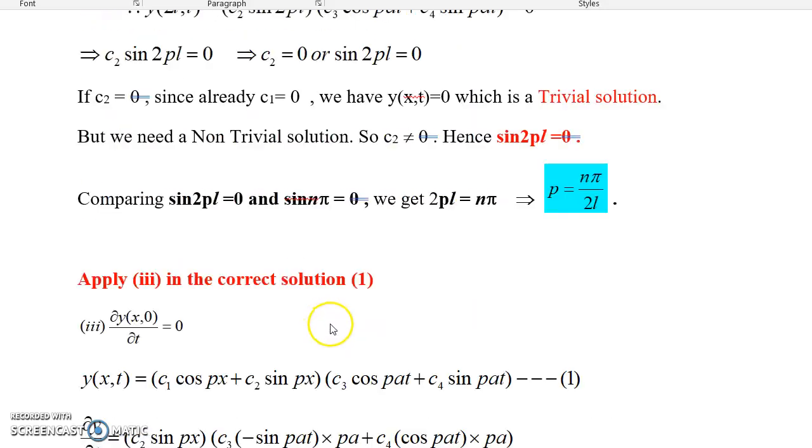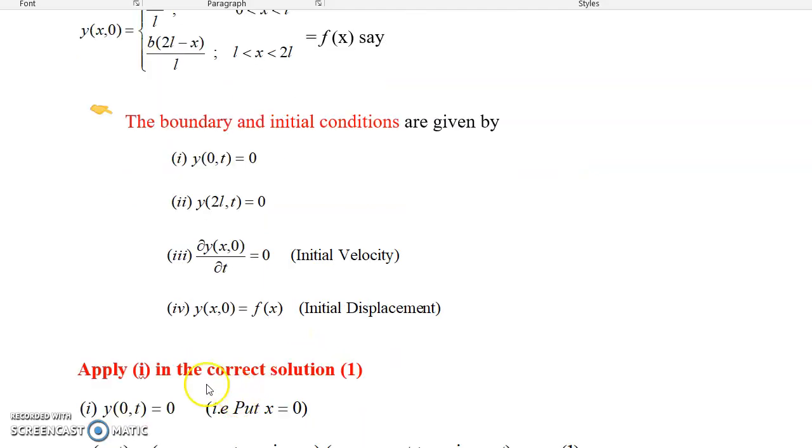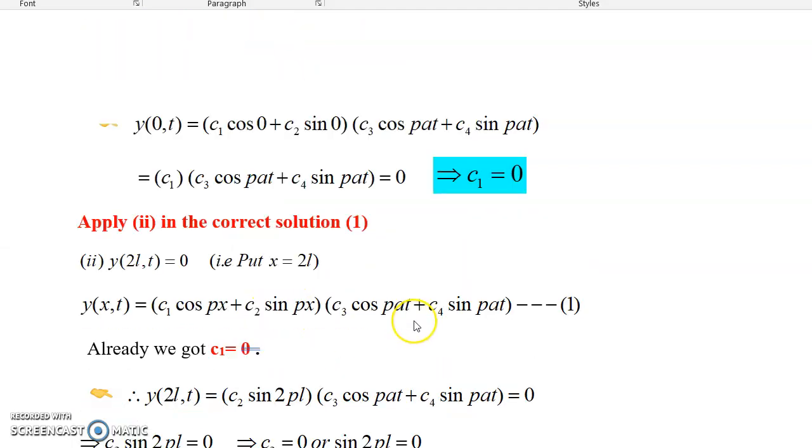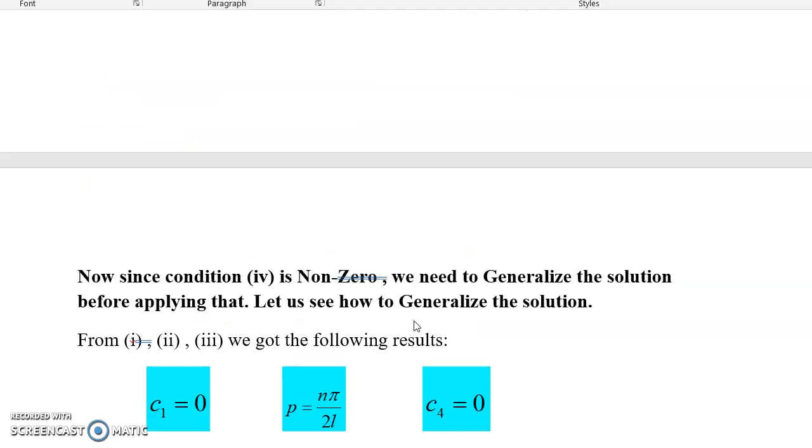Now one more condition is pending in the boundary condition, that is the fourth condition. But when you look at the fourth condition, it is not 0. It is a non-zero boundary condition. We applied condition 1, condition 2 and condition 3 because they are all 0 boundary conditions. Before applying the fourth boundary condition, since it has a non-zero value, we have to generalize the solution. So what is the meaning of generalizing a solution? Let us now see how to generalize the solution.